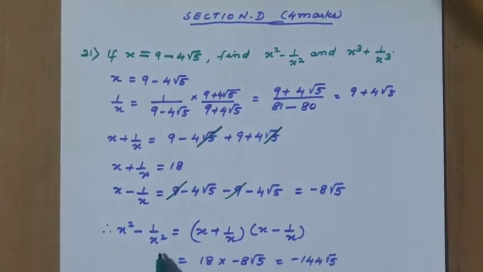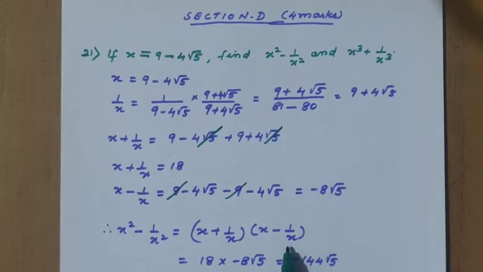So x square minus 1 by x square is asked. This is in the form a square minus b square. So what is the formula? a plus b into a minus b. What is a here? a equal to x, b equal to 1 by x. So x plus 1 by x into x minus 1 by x. Substituting the values, 18 into minus 8 root 5 equal to minus 144 root 5. That is the first answer we got.